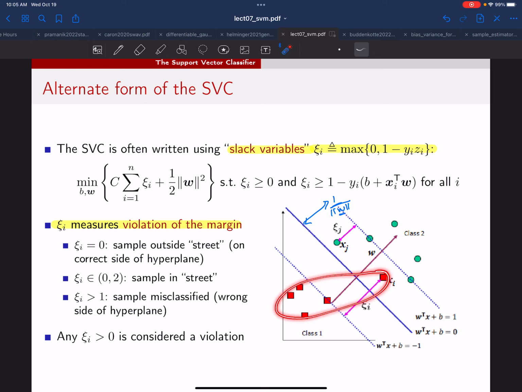Everything is true about the red ones as well. So for the red ones, these guys would have xi equals 0. This one that's on the edge of the street would have some positive xi. This one that is on the wrong side of the boundary but in the street would have a xi between 1 and 2. And if you had a red one over here, that'd be a xi greater than 2.